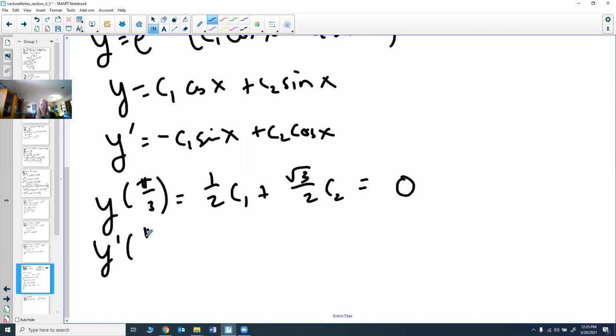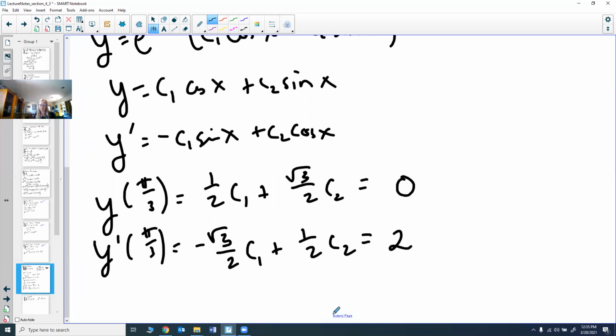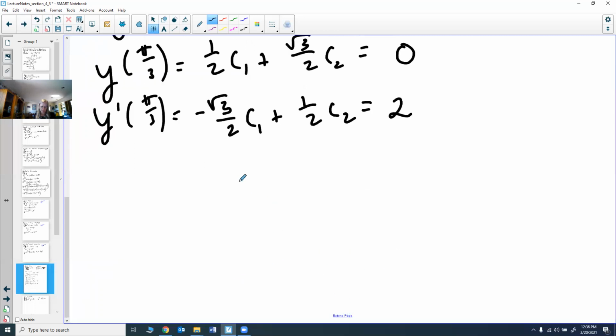And then y prime of pi thirds is minus c1 times the sine of pi thirds, which is square root of 3 over 2 times c1. And the cosine of pi thirds is 1/2. So 1/2 c2, and that's going to equal 2. So you want to solve this system of equations: 1/2 c1 plus the square root of 3 over 2 c2 equals 0, and minus the square root of 3 over 2 c1 plus 1/2 c2 equals 2. Solve that, and you get that c1 is minus the square root of 3, and c2 equals 1.